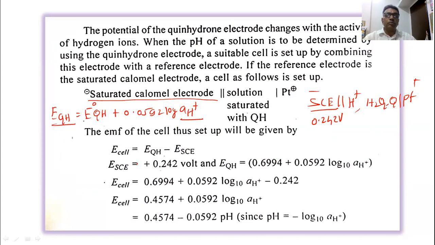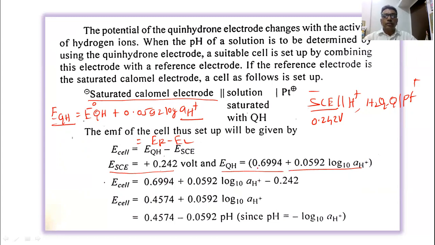EMF of the cell is equal to the electrode potential of the right hand side electrode minus the electrode potential of the left hand side electrode. So the right hand side is the quinhydrone electrode. So EMF of the cell is equal to the electrode potential of the quinhydrone electrode minus the electrode potential of the calomel electrode, ER minus EL. Now the potential of the calomel electrode is given here, 0.242 volt.